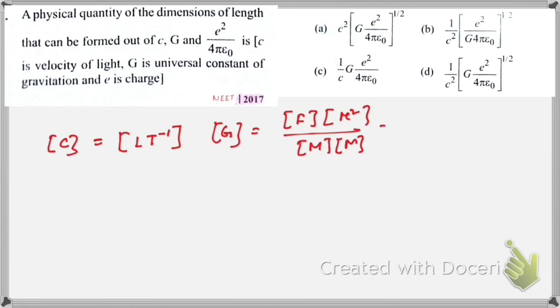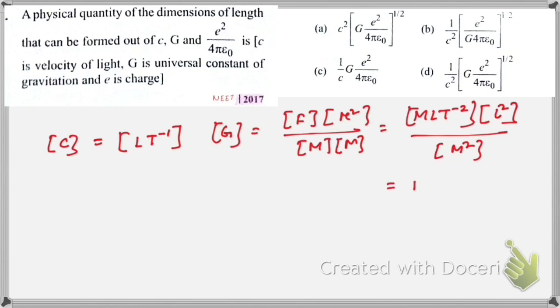So force is mass into acceleration, so M L T to the power minus 2. Then R square is going to be L square, right, divided by M into M, meaning M square. So here we're going to get M to the power minus 1, L to the power 3, T to the power minus 2. So this is the dimensional formula of G.